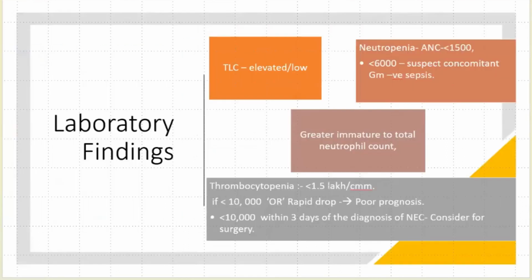In laboratory findings, we see the total leukocyte count may be less or more. There will be neutropenia, absolute neutrophil count may go below 1500, and there will be greater immature cells. Thrombocytopenia will be there, less than 1.5 lakhs per cubic mm. It has been studied that if the platelet count is less than 10,000, or there is a rapid drop, it indicates poor prognosis. If there is a drop below 10,000 within the first 3 days of diagnosis of NEC, then you should definitely consider surgery.